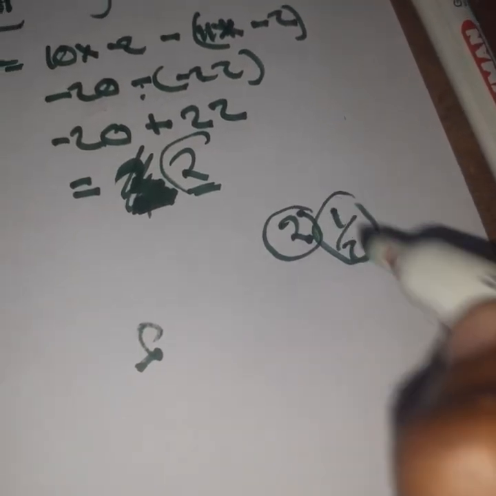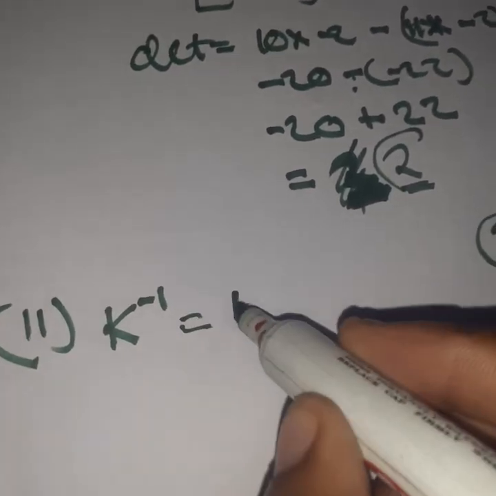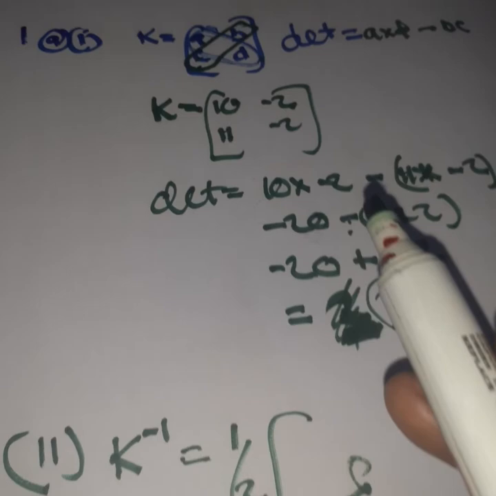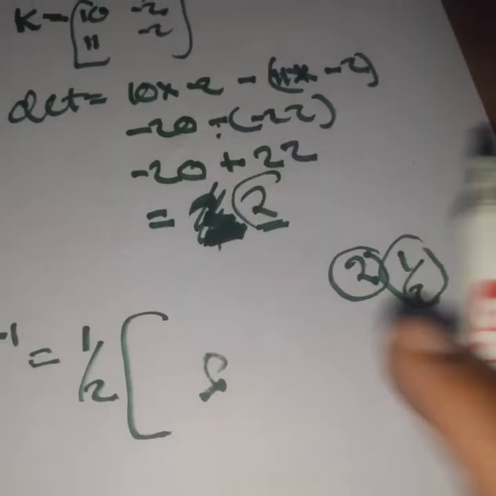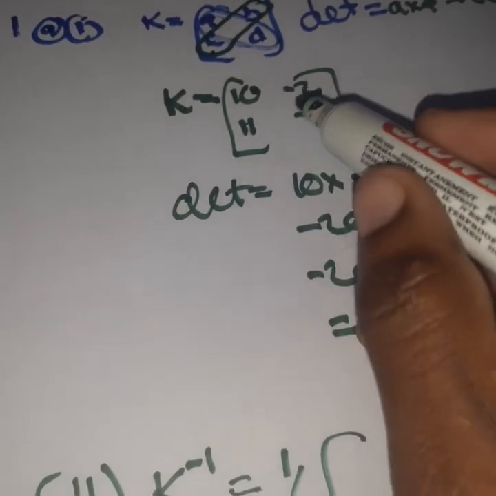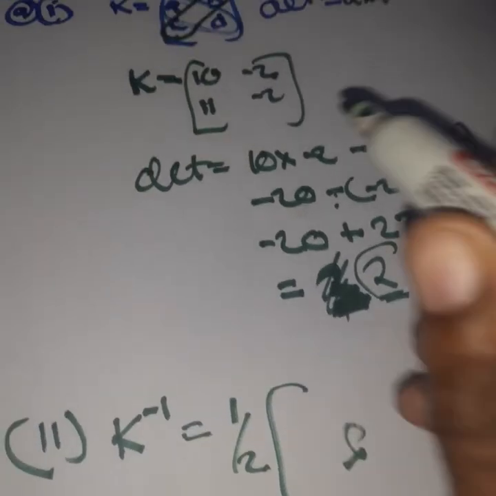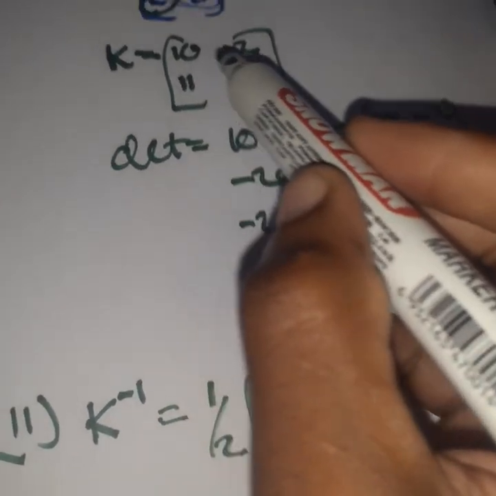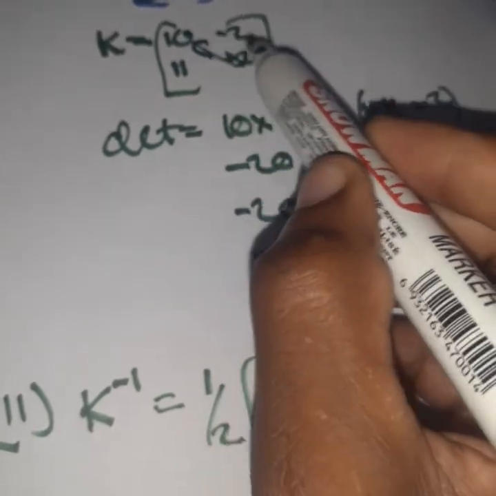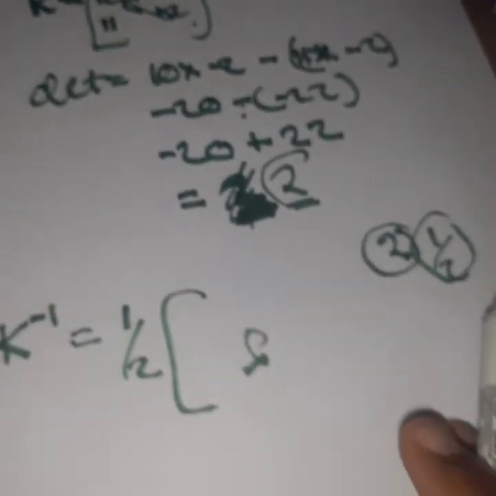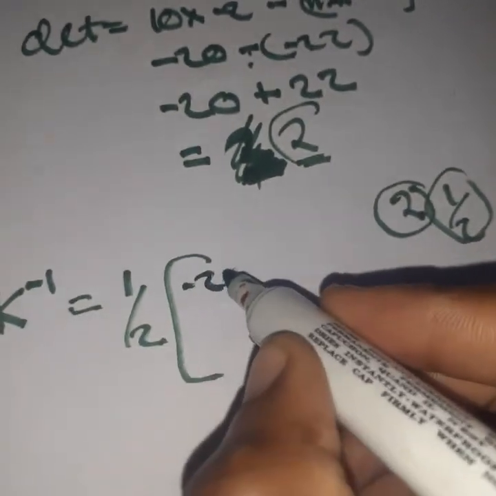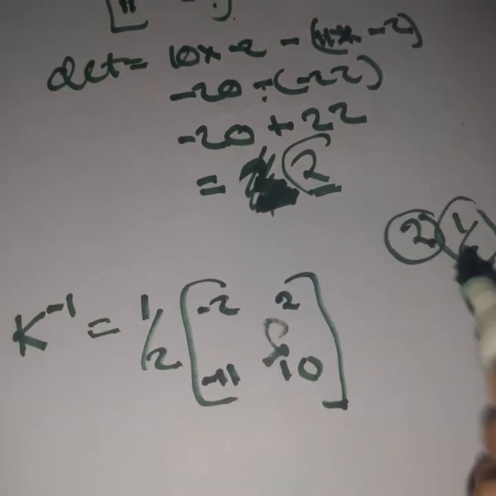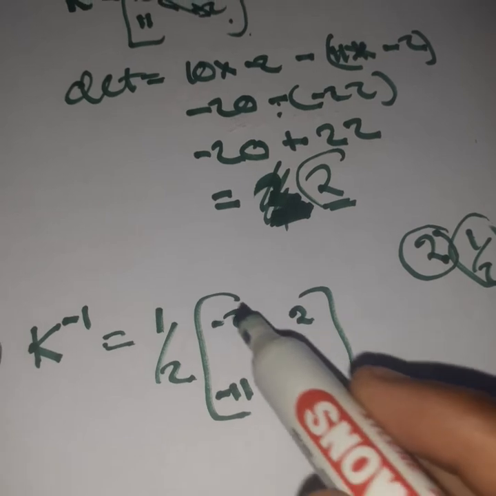So instead of 2, we are using 1 over 2. Then you open the square bracket and start writing the numbers in matrix K. When writing the inverse, the numbers in the minor diagonal change signs. So here we had a negative 2, it becomes a positive 2. This was a positive 11, it becomes a negative 11. Then the numbers in the major diagonal swap. So 2 and negative 2 swap, and 10 comes to that side. So these numbers have just changed signs, and these have swapped their positions.